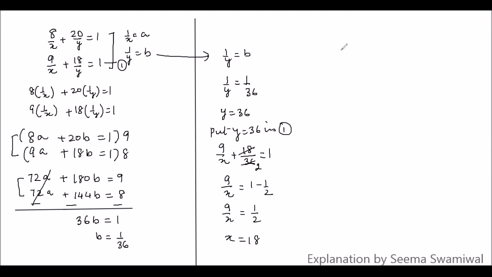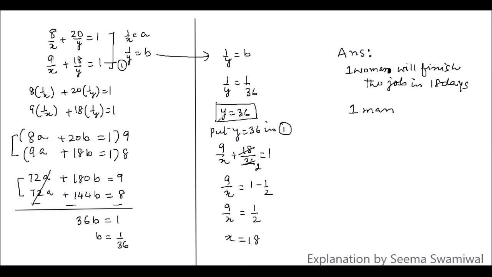Children, we have assumed that x is the number of days the women are taking. Therefore, one woman will finish the job in 18 days, whereas one man will finish it in 36 days. Always highlight the answer, keeping them in box. So one man will finish it in 36 days. That's all for today.